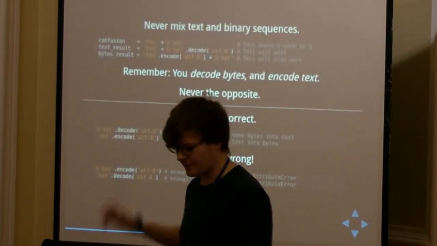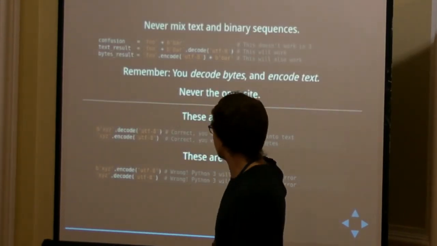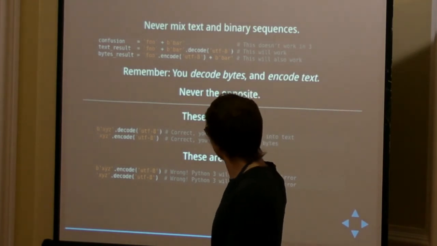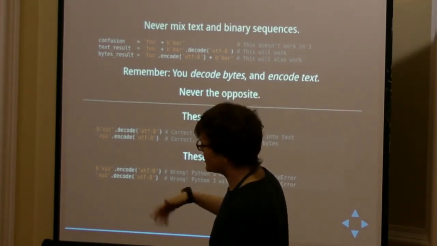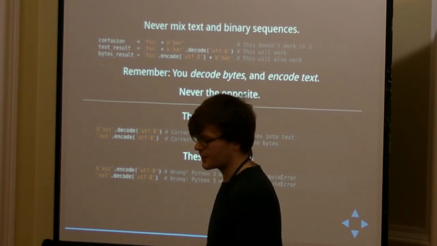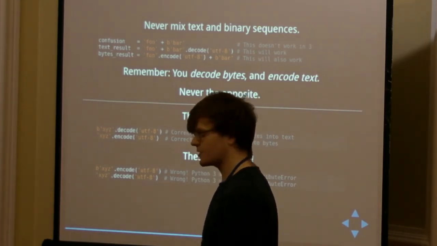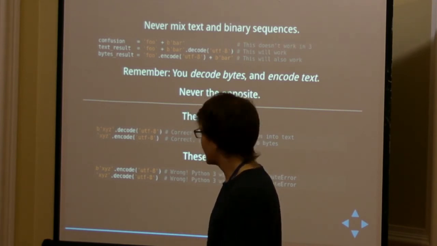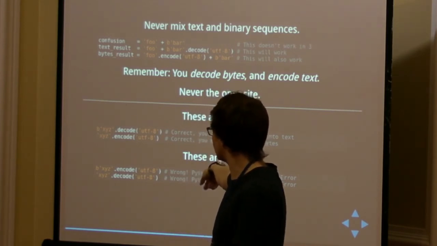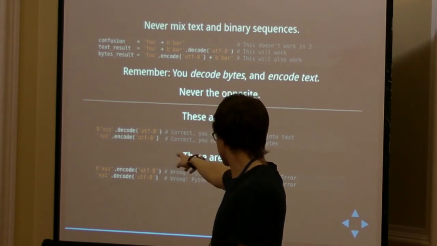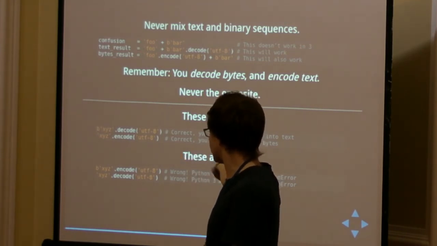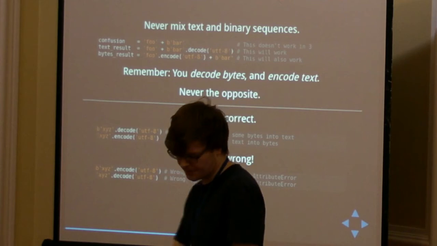And never mix your text and binary sequences. So don't concatenate your text to bytes to give you text. That won't work. You can take your text and encode it to get bytes. You can combine them together. And you can decode your bytes, and you can encode your text, and you cannot look at these. So these will actually kind of sort of work in Python 2 until they don't. Don't encode your already encoded data, don't decode your already decoded data.